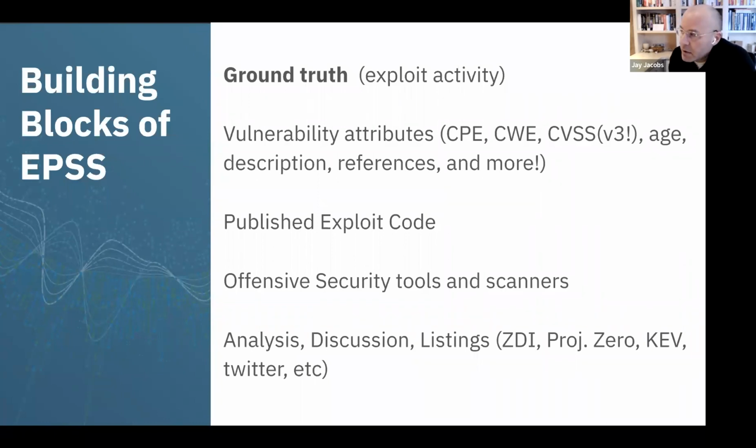And then the third one actually was offensive security tools and scanners. So things that may be used by pen testers to identify weaknesses. We're finding some correlation there with exploitation activity, thinking that maybe some of the attackers may grab some of these open source tools and use them on targets.